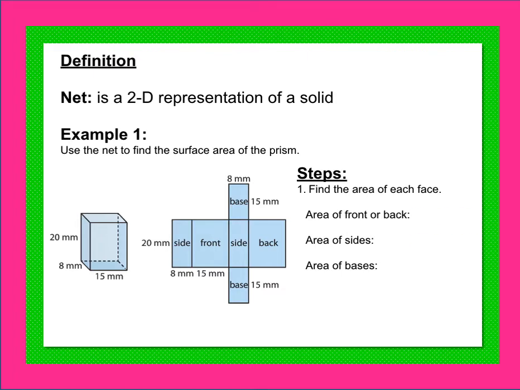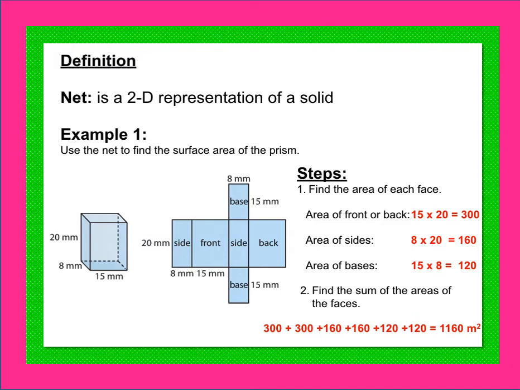Okay, how'd you do? The area of the front I can see is 15 by 20. The area of the sides are 8 by 20. And the area of the base is 15 by 8. So when I multiply these, I get 300, 160, and 120. But there are 6 sides: a front and a back, 2 sides, and 2 bases. So I'm going to add them up to find the area of the total prism, 1,160.